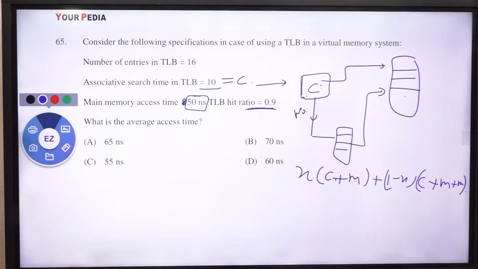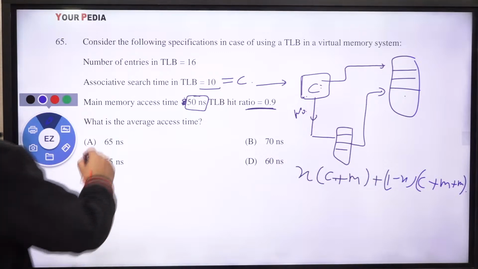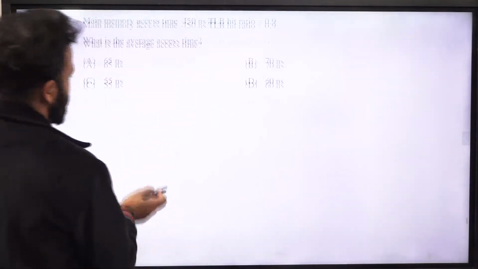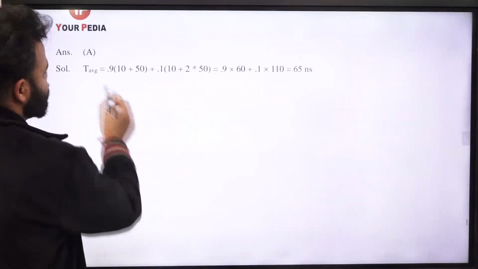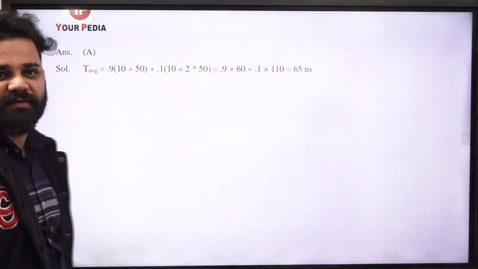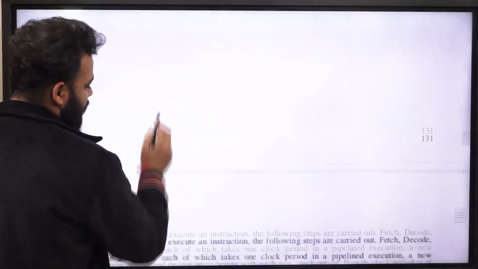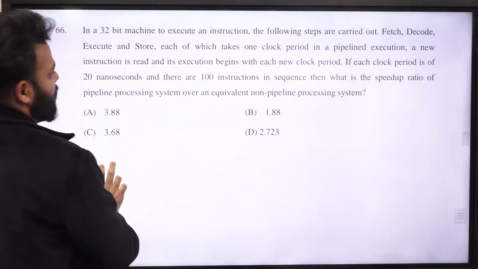If you put this formula, you will get 65 nanoseconds as your average access time. So what is important is just this formula and how it comes. You have to have the understanding of this.